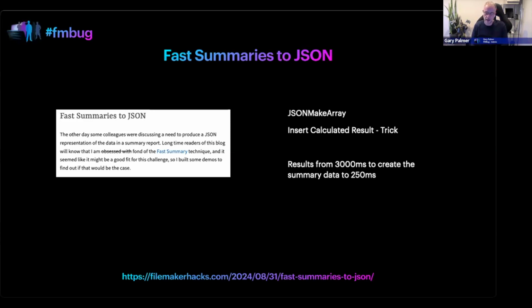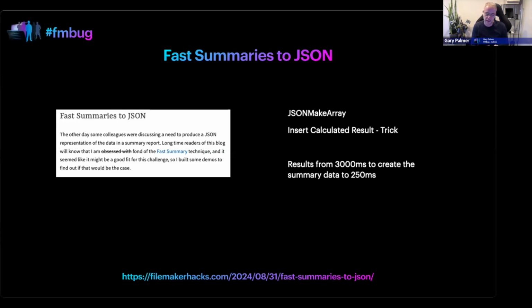The initial way you'd normally create a summary for an array takes about 3,000 milliseconds. The article has 4 demo files you can download. You can run this yourself on your own architecture and test how it works. If you're creating an array of data to create a summary on their sample data, it was taking about 3,000 milliseconds to process that. The little trick when they go through the process of how to do this using the JSON make array and insert calculated result gets that 3,000 milliseconds down to 250. So it's a marked increase in speed.